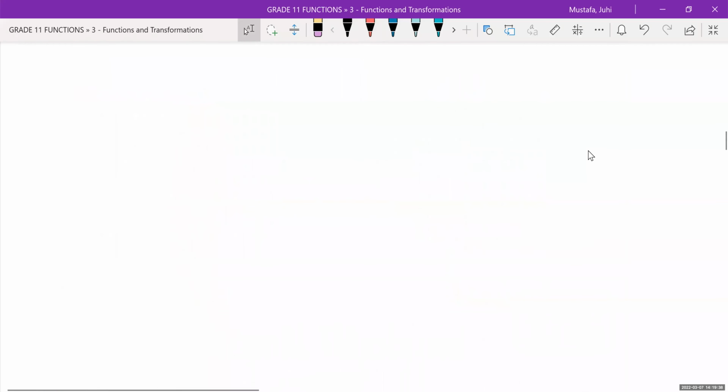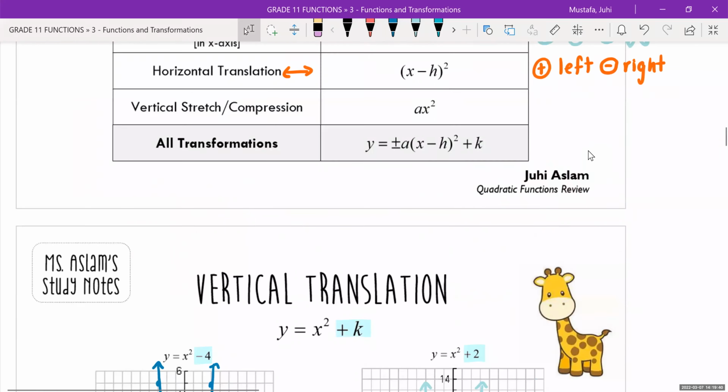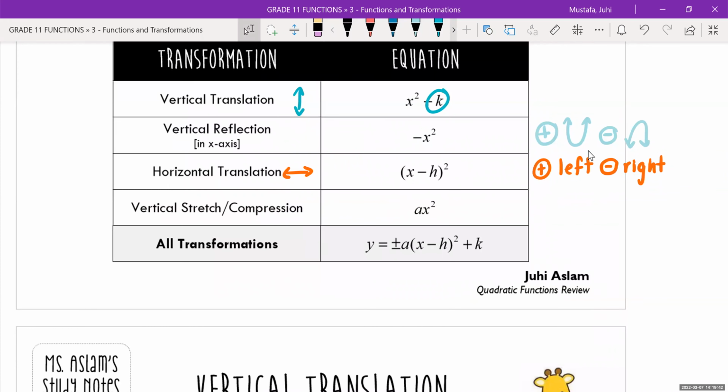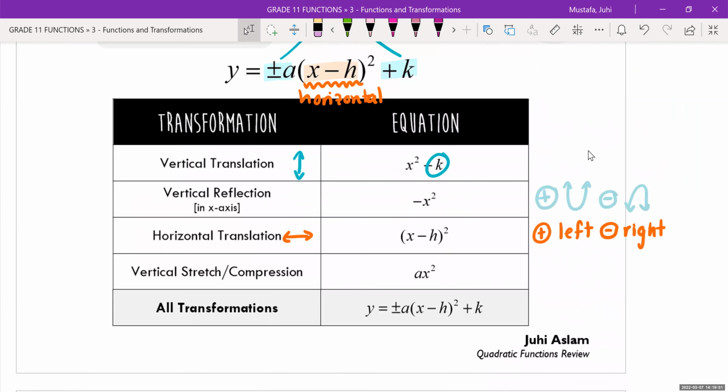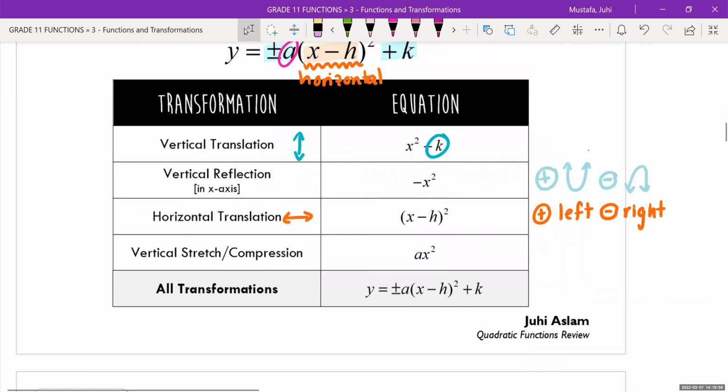All right, going back to our chart, we're ready for our last transformation. And this one tends to be the hardest, although it's not. Okay, we'll just go over it. Whenever you have a number in front of the bracket, so see this little a over here, that number is really important because it tells you how much your parabola is stretching or compressing. And here's how I describe it.